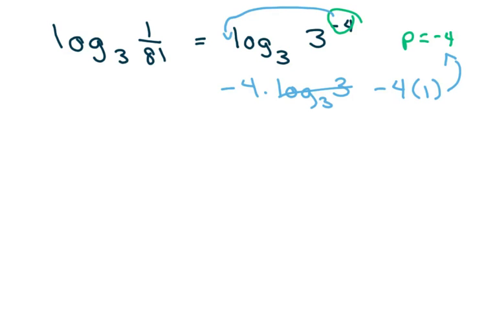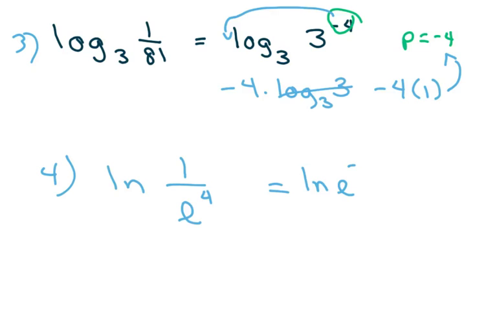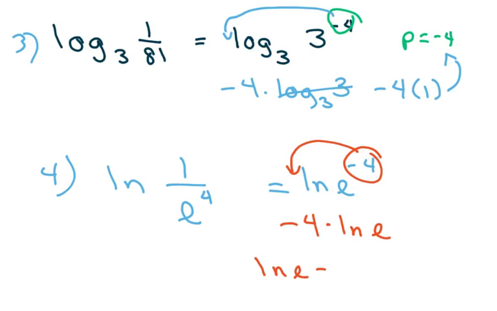And then I think our last one is we have ln of 1 over e to the 4th. So this is the same as ln of e to the negative 4. I use my power property and pull this in front. Ln of e equals 1. So that cancels, and my answer is negative 4.